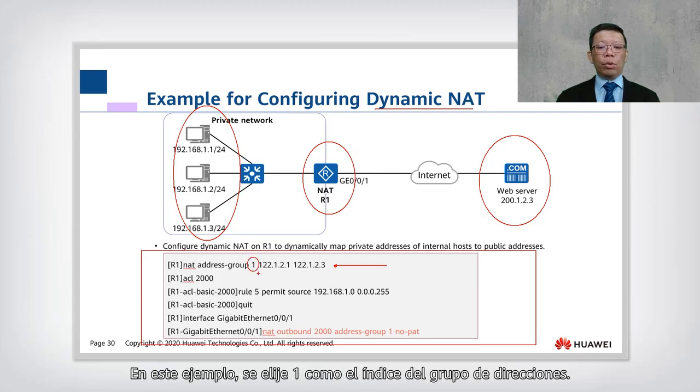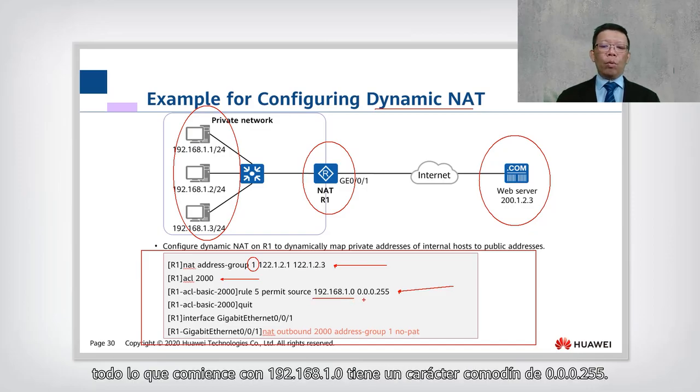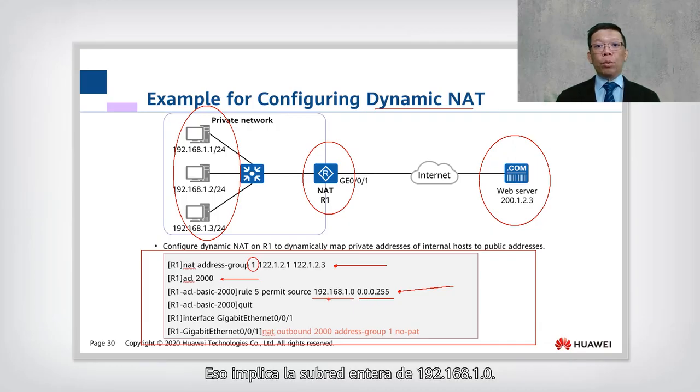Okay, in this example it chooses 1 as the address pool index. Then we have ACL 2000. ACL 2000 is a basic ACL. Then we have the rule number 5, permit source 192.168.1.0. In this case it means that anything with 192.168.1.0 with a wildcard of 0.0.0.255, which means the entire subnet of 192.168.1.0. And we are going to do step number 4 here, NAT outbound 2000, address group 1, no PAT.